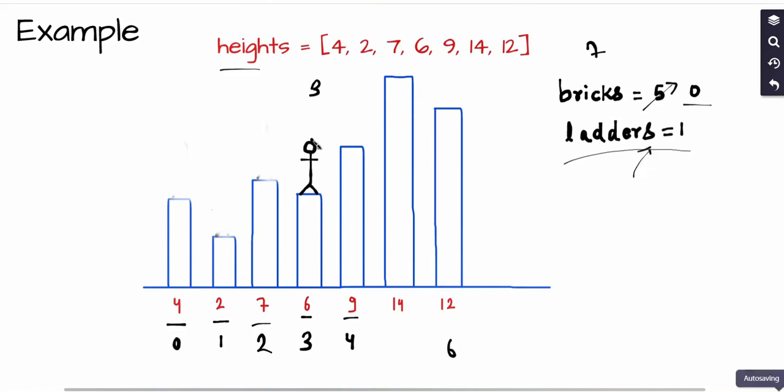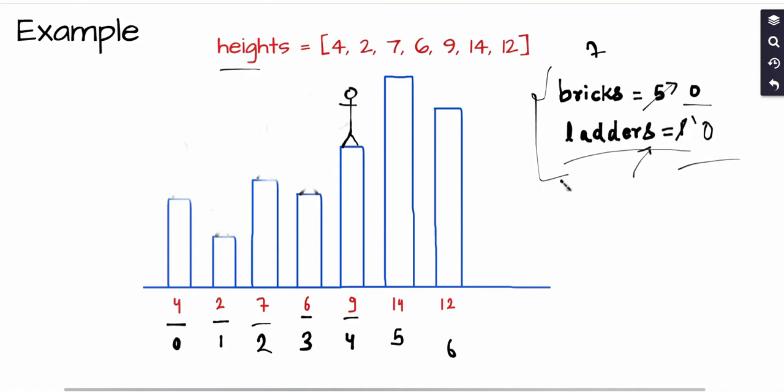So I use the ladder and jump to building number 4. So here I'm standing at building number 4 and the ladders become 0 as well. Now I ask, can I jump to building number 5? And the answer is no, because building number 5 is taller than the building on which I am standing, that is 4, and I do not have either bricks or ladders remaining to jump.